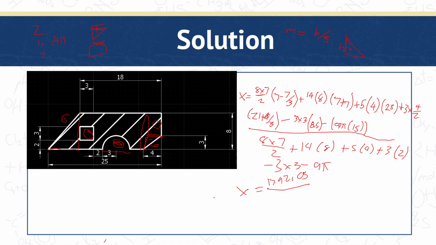8 multiplied by 7 divided by 2 plus 14 times 8 plus 20 plus 6 minus 9 minus 9 pi. And that is then going to be divided by 128.73. So your moment of inertia divided by the sum of all areas.